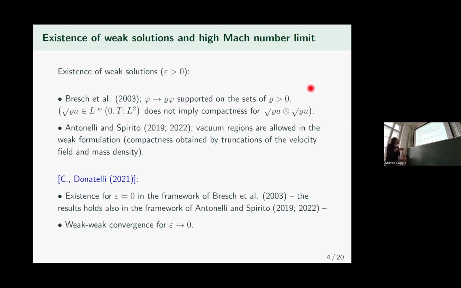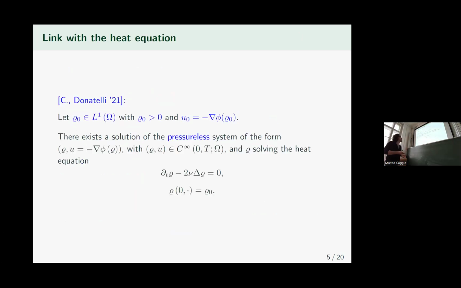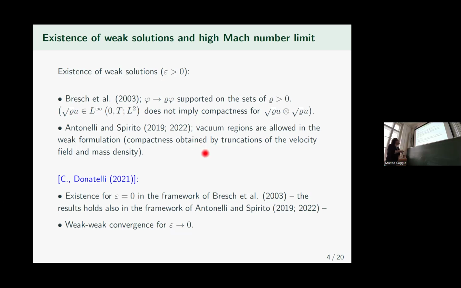So somehow we base ourselves on this kind of framework, and also on this one in the second step. So with Donatella we proved the existence of a weak solution for the pressureless system in the framework of Bresch and coauthors. And this could indeed be extended also to the framework of Antonelli and Spirito. So the first step was to prove it with this choice of the test function, motivated by the fact that you have a lot of control on the regularity of the density, but you can also prove the same in this kind of framework. And we also prove the weak convergence for epsilon to 0.